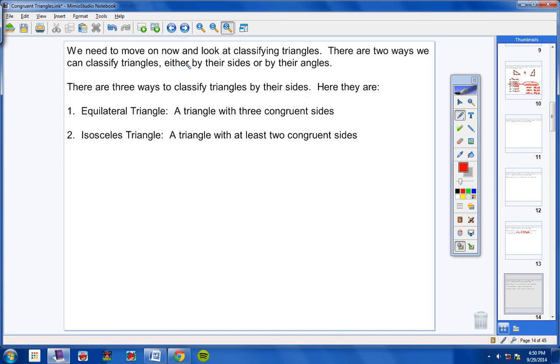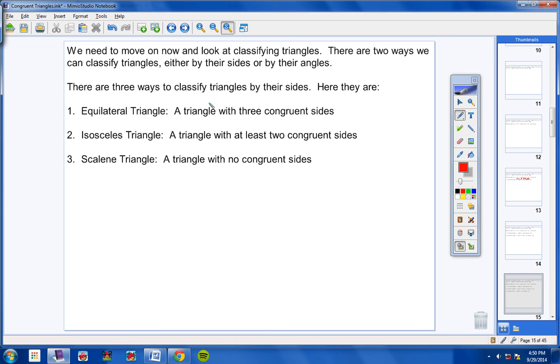Okay, it's your decision. Number 2, an isosceles triangle. Make sure you spell these words right. Have good proper spelling. The isosceles triangle is a triangle with at least 2 congruent sides. It can have 3, but it must have at least 2 congruent sides. Number 3, a scalene triangle. A scalene triangle is a triangle with no congruent sides. None. So these are the 3 ways that you can classify triangles based on their sides.